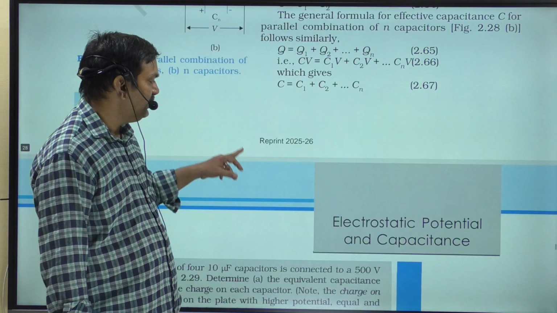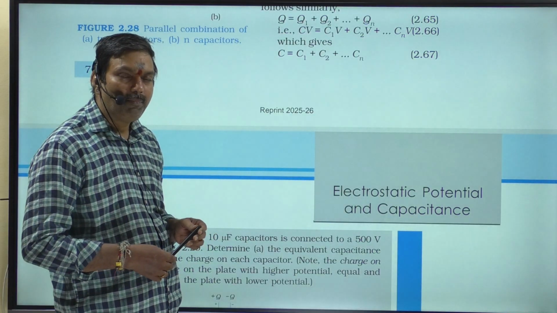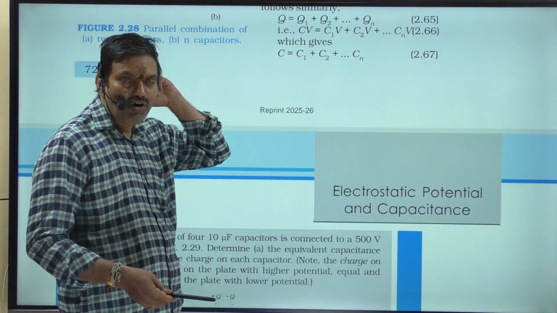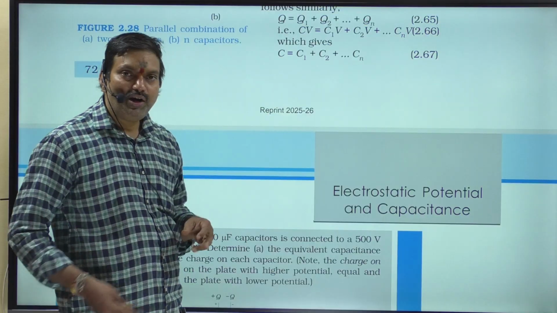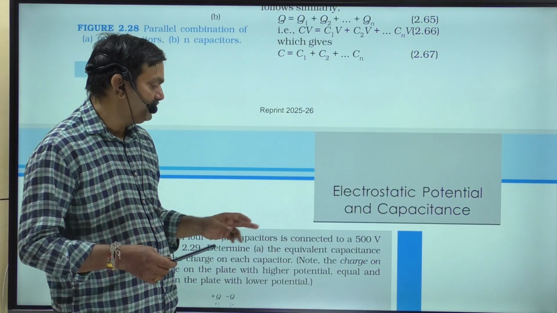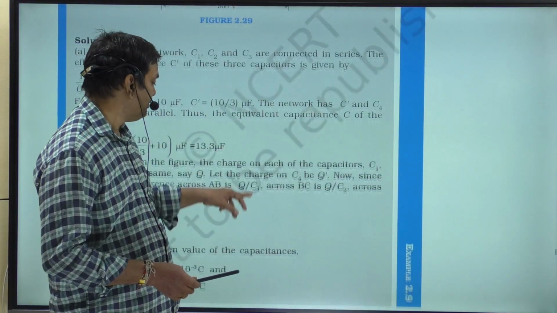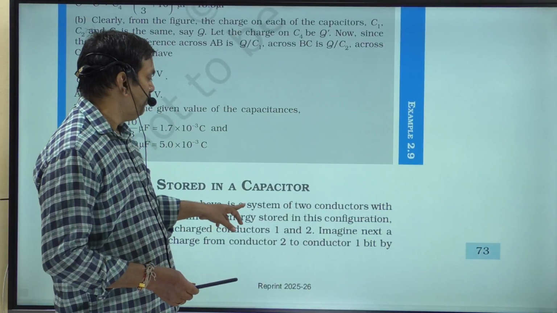So what you get for resistances in parallel connection, you are going to get the same for the series combination of capacitors, and whatever you get for series of resistances, you get for the parallel combination of capacitors. That is totally opposite. Fine. You have some problems based on this.